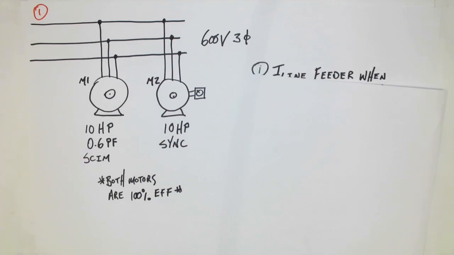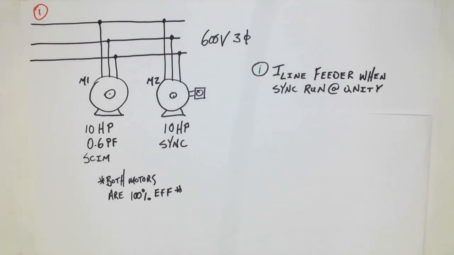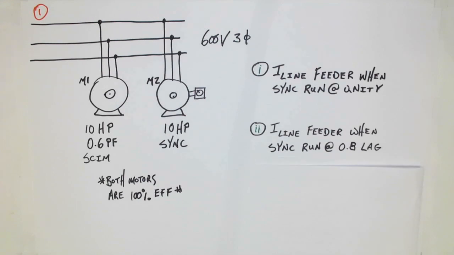So what we want to answer here is I line of the feeder when the sync motor is run at unity power factor. So the sync motor itself, its power factor is unity. How much current will be on the feeder, which would be these three conductors here. The second question we want to answer is, what would the line current be if the synchronous motor was run at 0.8 lag? Somewhat unlikely, but you never know.